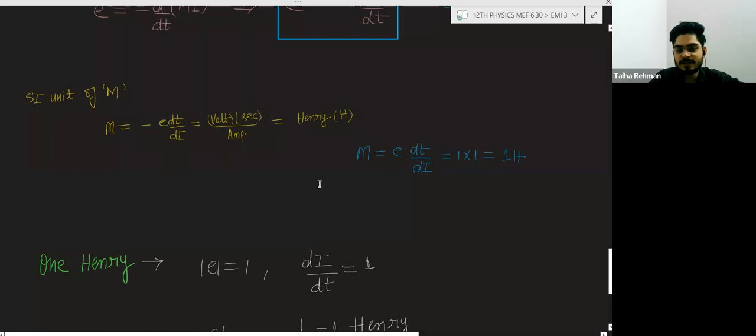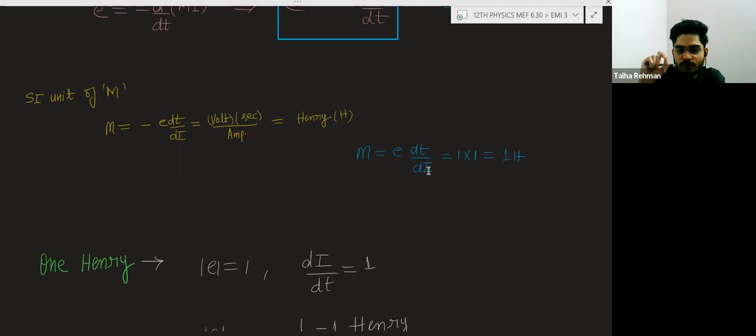So 1 Henry is basically when you change the current by 1 ampere, 1 volt of EMF will be induced in the coil. That is known as 1 Henry.